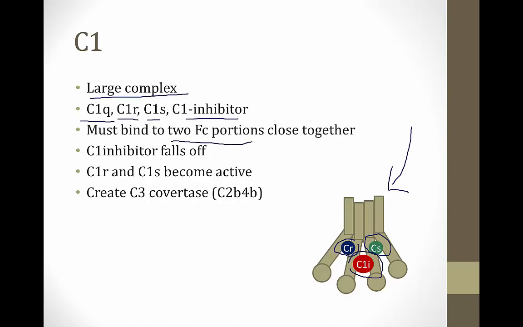In order for C1 to activate via the classic pathway, it must bind to two Fc portions of antibodies which are close together. When two Fc portions bind to the C1 complex, the C1 inhibitor will fall off. Once this happens, C1r and C1s become activated, and then they will create that C3 convertase, which is C2b and C4b. Once you understand this principle that two Fc portions have to be close together in order to activate C1 and the classic pathway, you can then begin to understand why IgM is such a good complement activator.